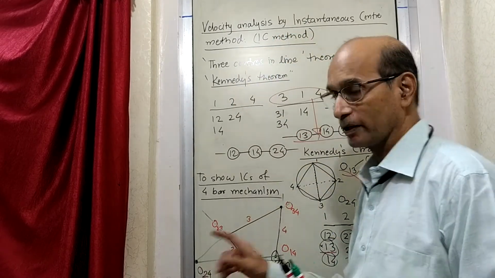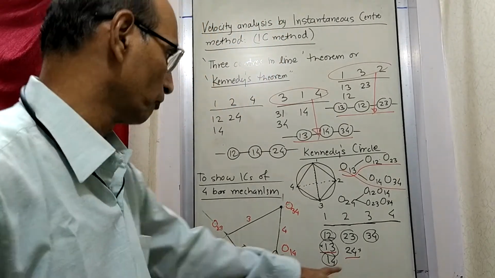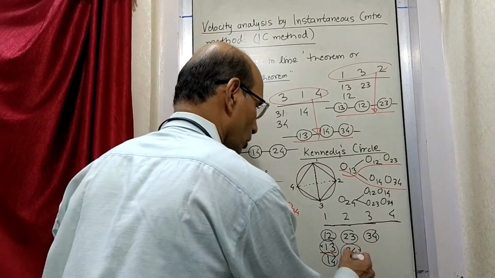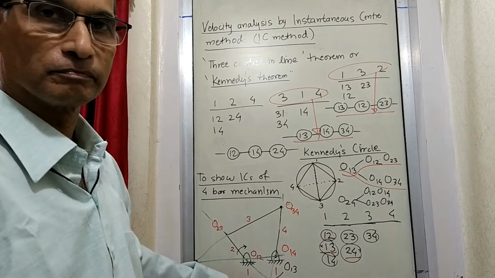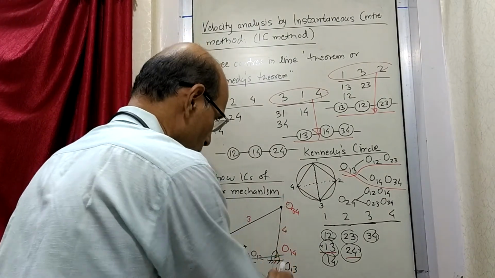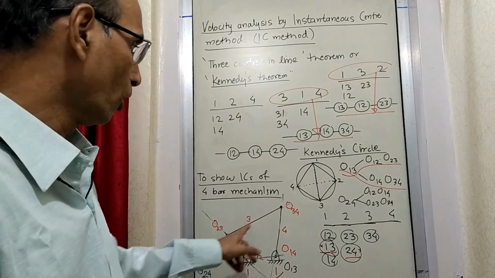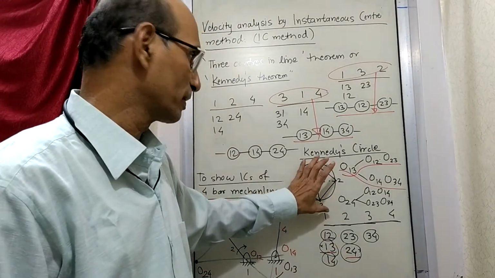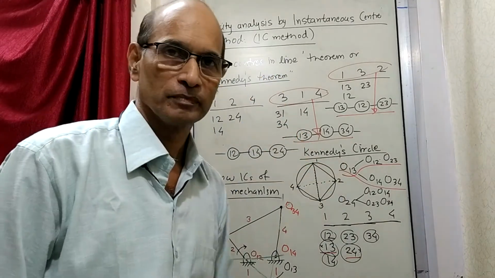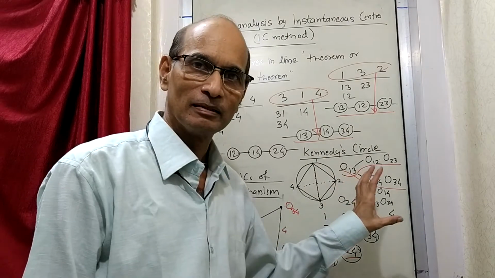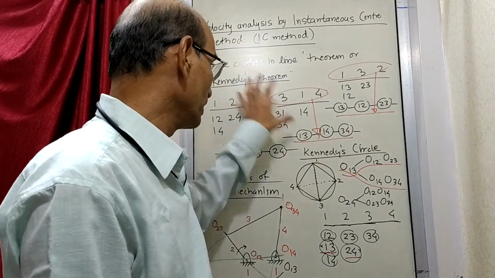So this becomes point O24. So the point which we were trying to find out, O24, we obtained here. O13, we obtained here. Intersection of these two is O13. This is O24. So we obtained the points by making use of Kennedy's circle and by making use of Kennedy's theorem. In fact, what this circle is, the circle is just to put the statement in the graphical form.